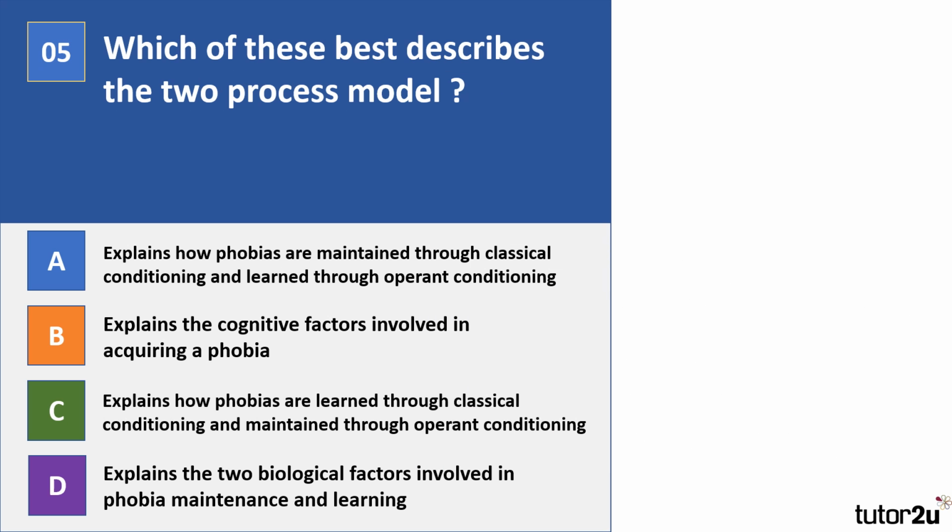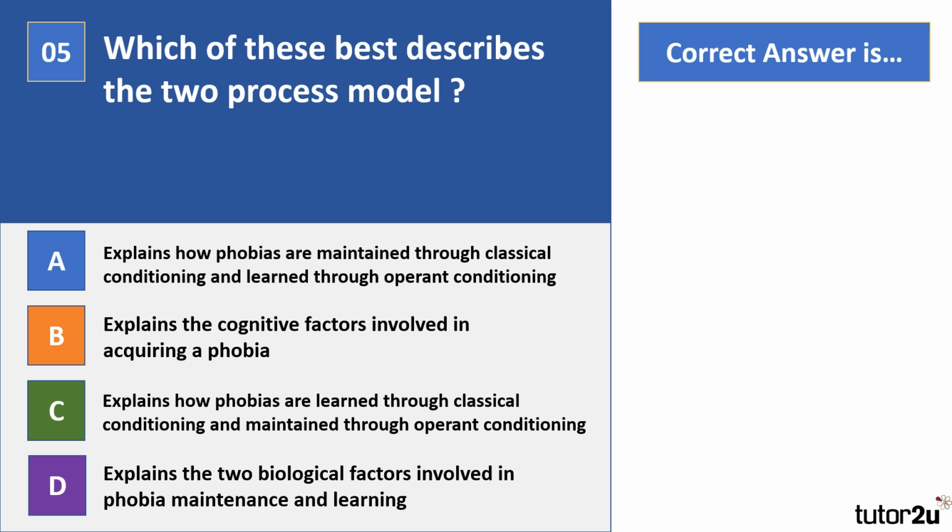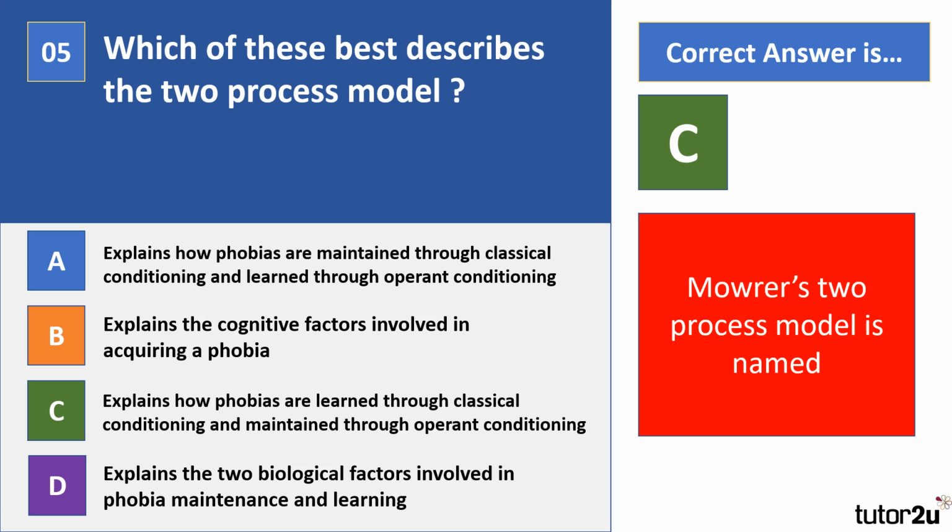Okay, question 5. Which of these best describes the 2-process model? So take a moment just to read through those and pause the video. All right, the correct answer that we're looking for here is C. Now, the 2-process model is listed under the behavioural approach to explaining phobias on your specification. The key here with this model is to know that there are 2 processes involved, hence the name.